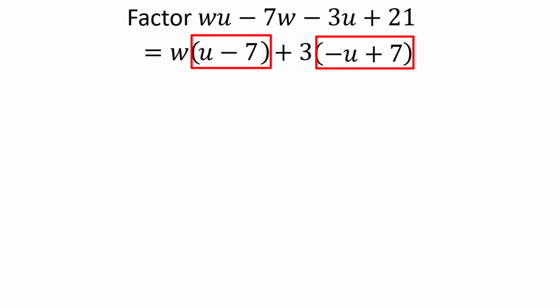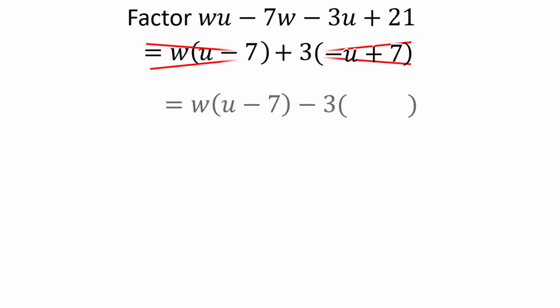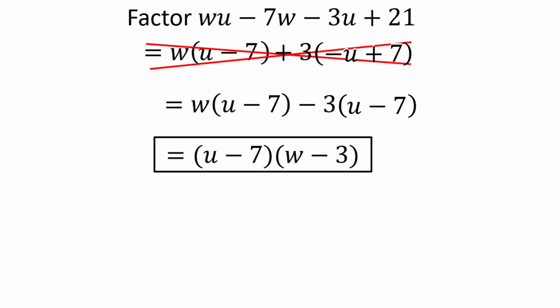If this happens, change the sign on one of your factors, and that will most likely fix the problem. Factoring out a negative 3 instead of a positive 3 on the second term, we have negative 3 times (U minus 7). Now our binomials match, so our final factored form is (U minus 7) times (W minus 3).